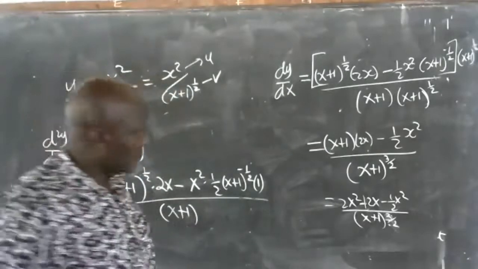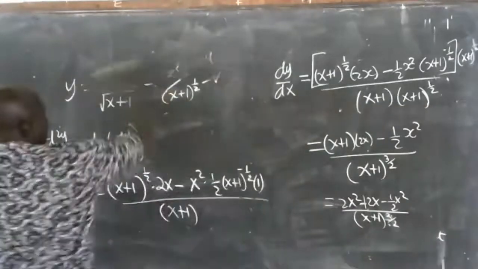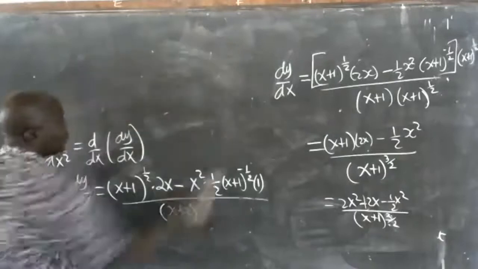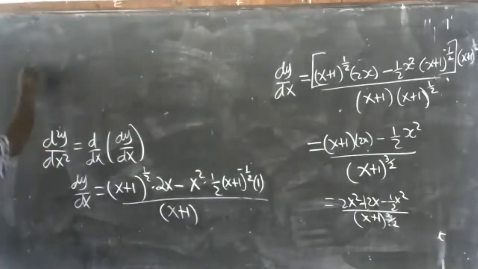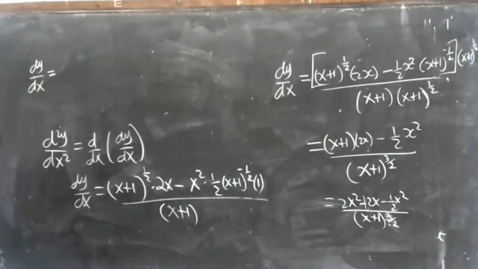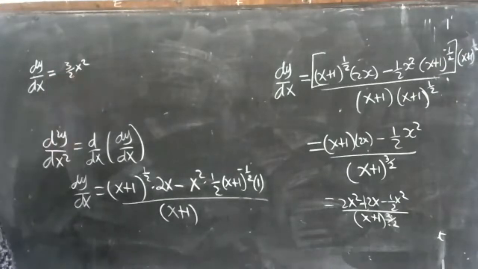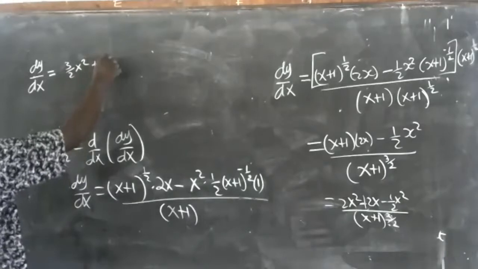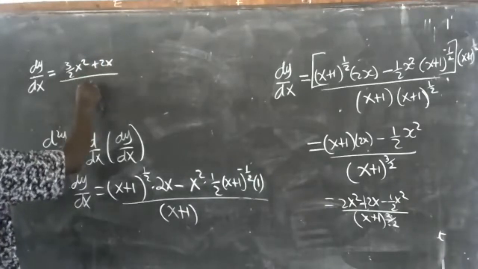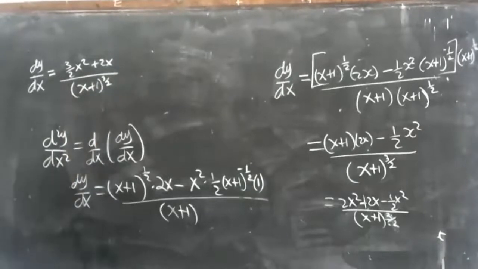Yes, teacher. And then from there, we collect the like terms, and we shall have our derivative, giving us, I think, 3 over 2 x squared plus 2x over x plus 1 power 3 over 2.